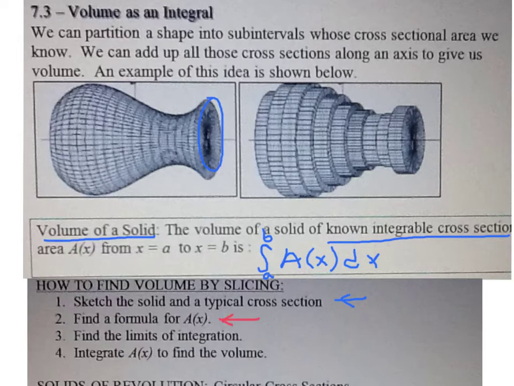You're going to find a formula for the cross-sectional area, and for this particular section of notes, this is going to be circular. Okay, so we're doing cross-sections that are circles right now. You're going to find the limits of integration, and you're going to integrate in order to find the volume.